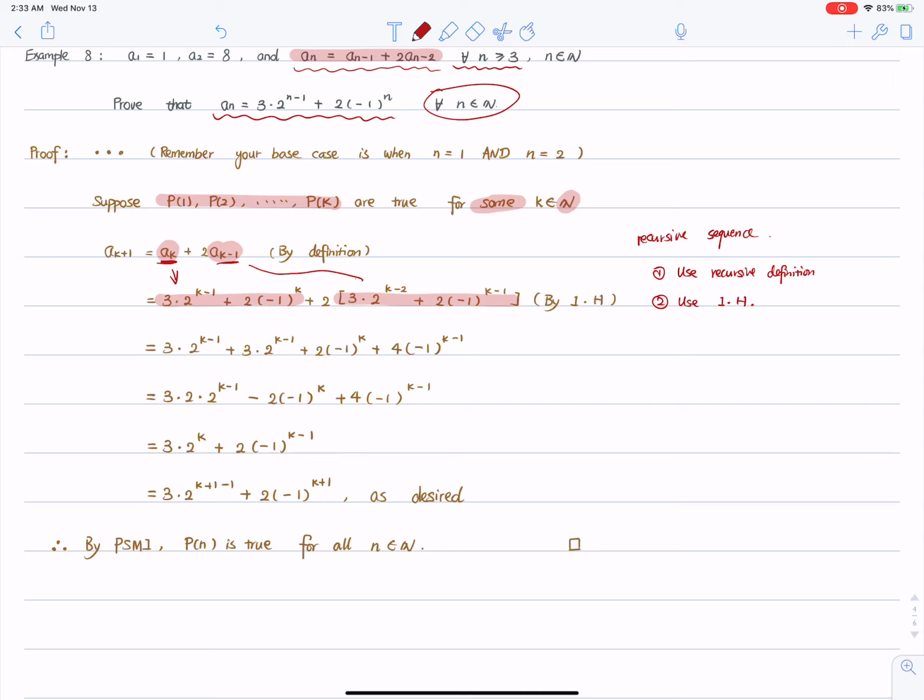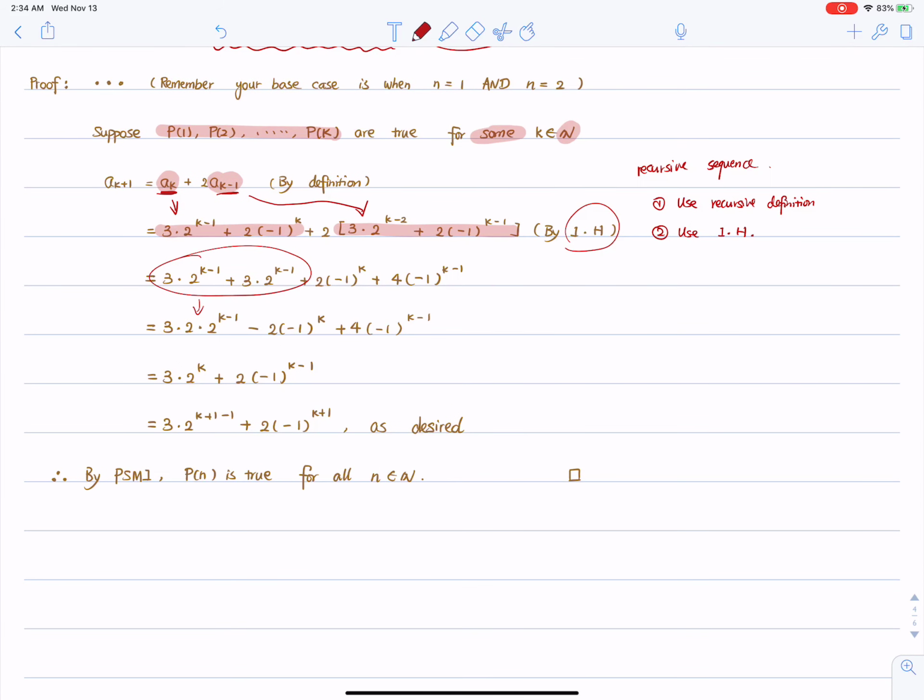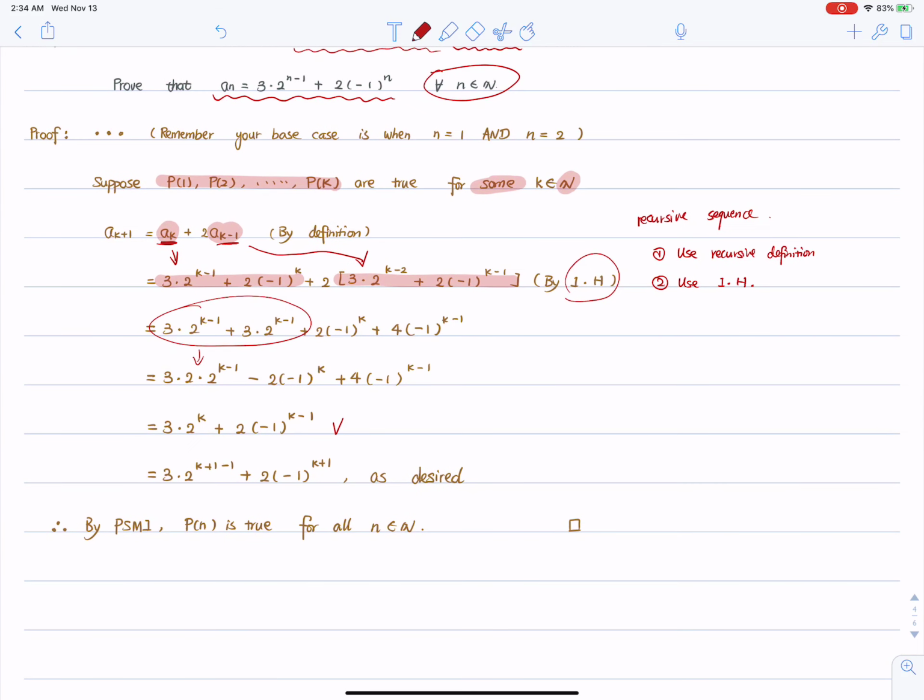Now you just open it up. Combine those two terms together, you get this. Then you will get 3 times 2 to the k plus this. A lot of people got here already, but they don't know what to do next, because you want to show plus 2 times negative 1 to the power of k plus 1, and they see k minus 1 here and they don't know what to do anymore.